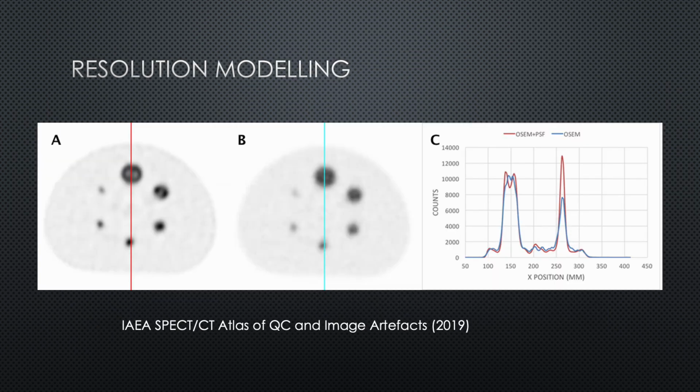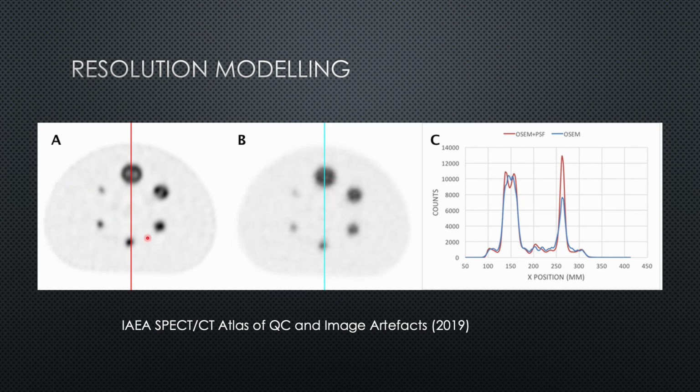So if I just show you this example here, it's a SPECT example that we published in an IEA document a few years back. So let me just get my pointer. If we look at the image on the left here, this is with resolution modeling. This is without resolution modeling. So I'd like to draw your attention to the largest sphere here in the phantom, where you can see it seems to have a cold center when you use resolution modeling. Without resolution modeling, it's pretty uniform. There is no cold center.